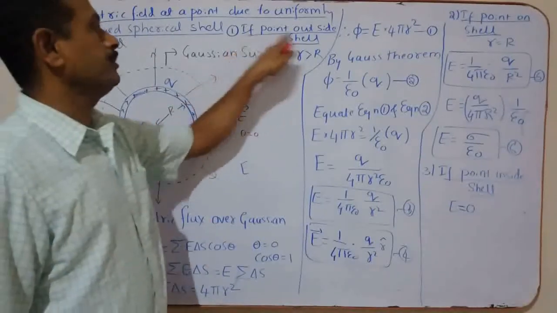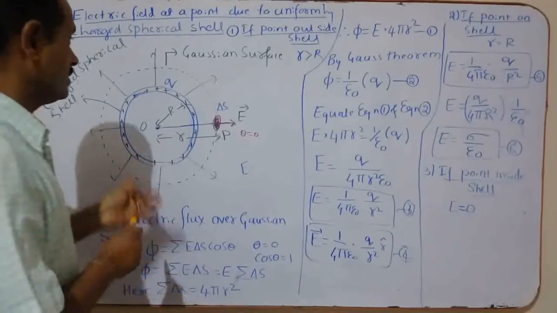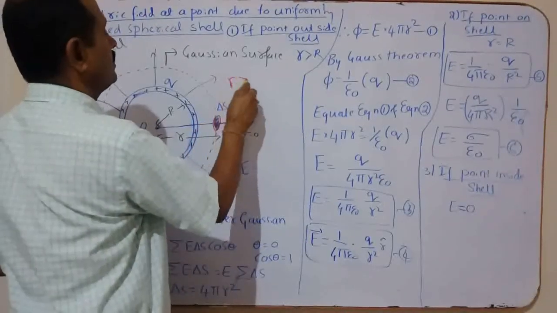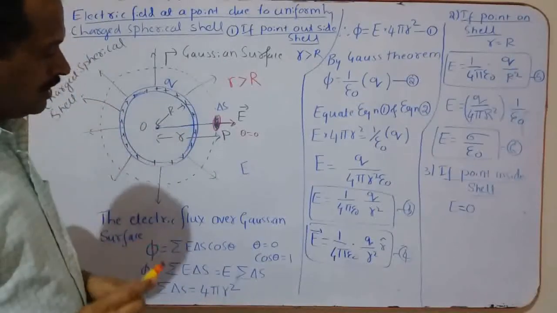Now here, if the point is outside the shell, small letter r is greater than R.